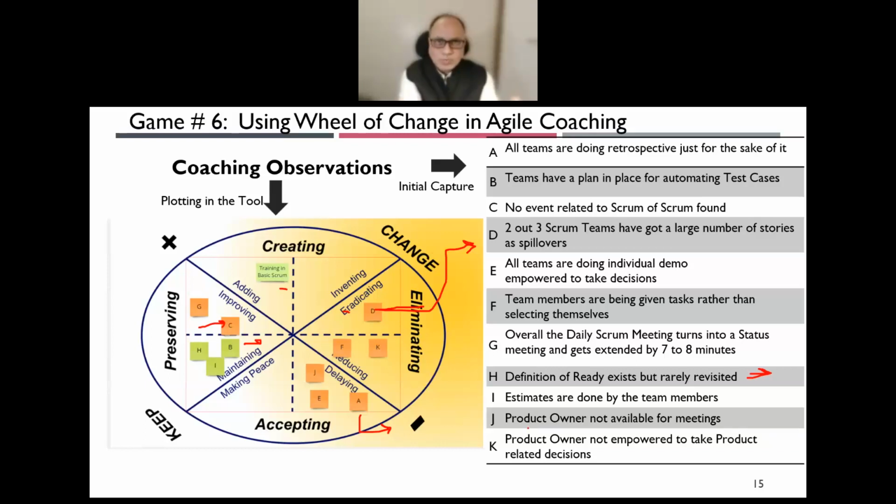So that's the coaching wheel of change for all of you. A very powerful tool. Marshall Goldsmith has developed it, as I said, in the personal coaching space, but I have taken it up into the agile coaching world.